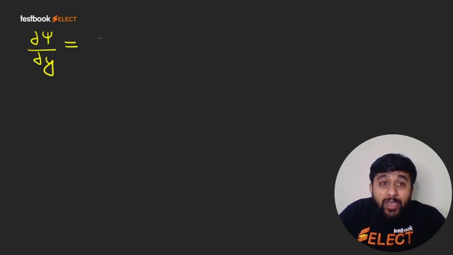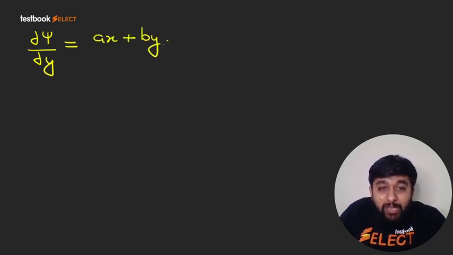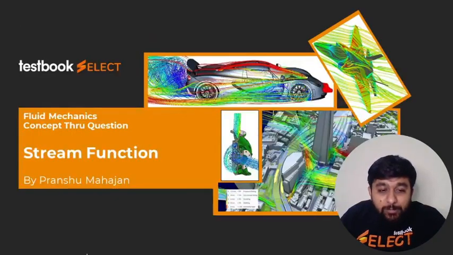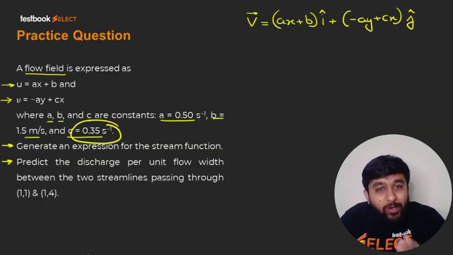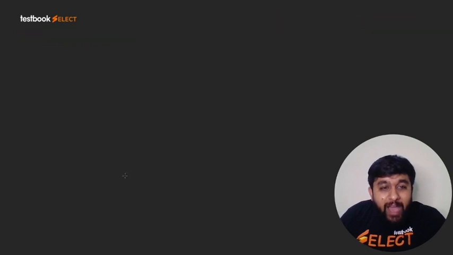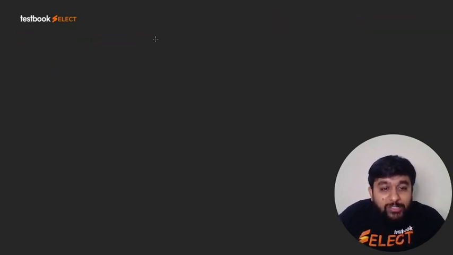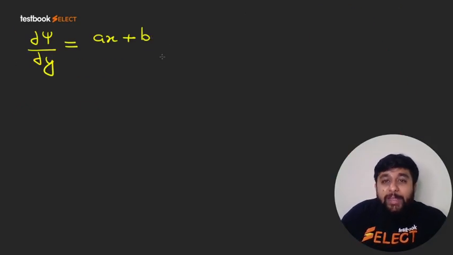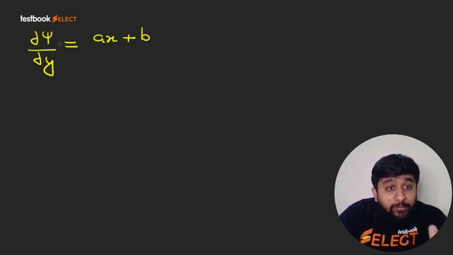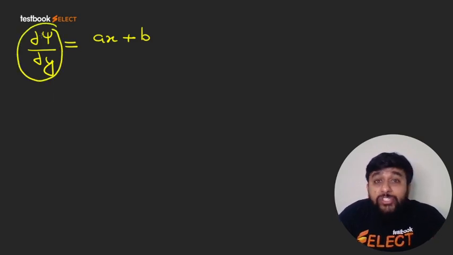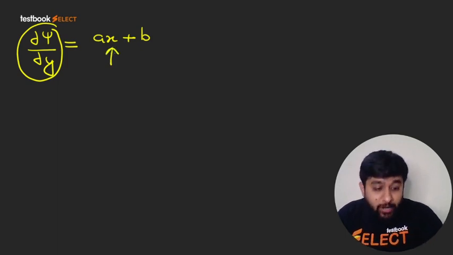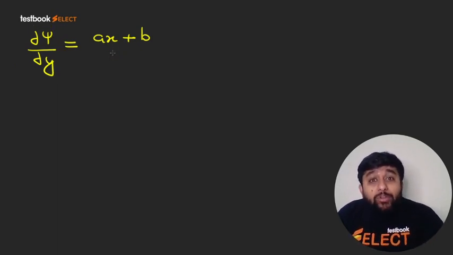And x component of velocity is u, that is ax plus by. Let me check if it is ax plus by only. Yes, sorry, it is not ax plus by, it is only ax plus b. Now check. When we did this differentiation with respect to y, x was treated as constant. So what I will do? I will do the reverse.